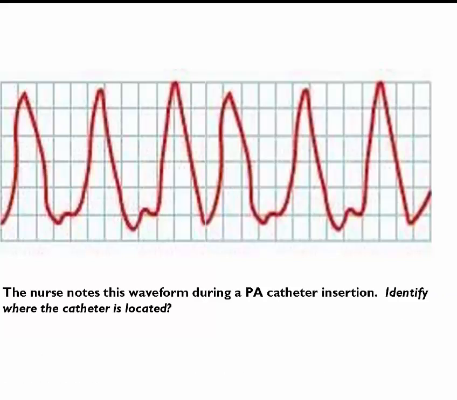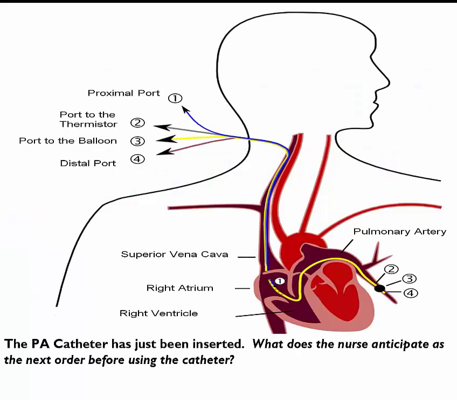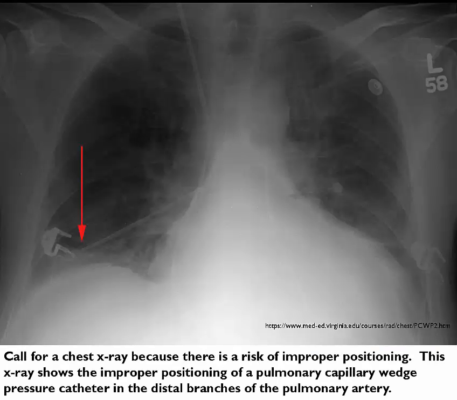The nurse notes this waveform during a PA catheter insertion. Identify where the catheter is located. The right ventricle. Be sure to have some lidocaine nearby just in case. The PA catheter has just been inserted. What does the nurse anticipate as the next order before using the catheter? Call for a chest x-ray because there is a risk for improper positioning.